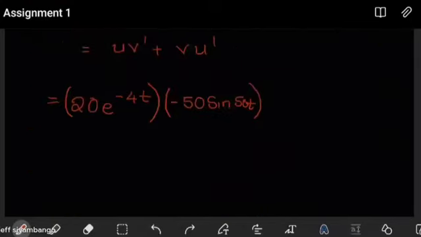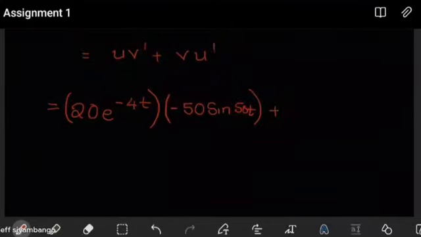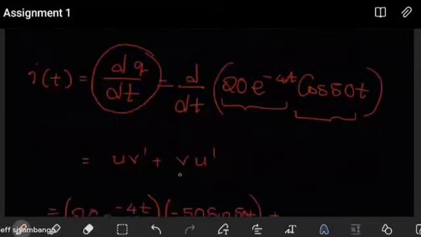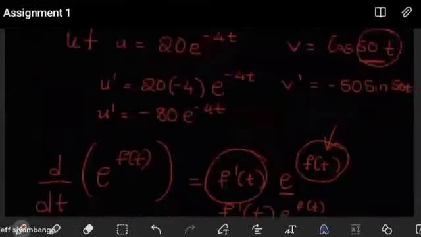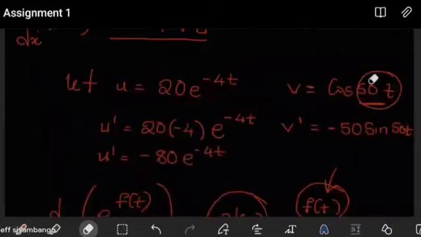Okay, so I have U and V prime in place. Now I have plus, and I need V and U prime. So what is my V? V is cos 50t.